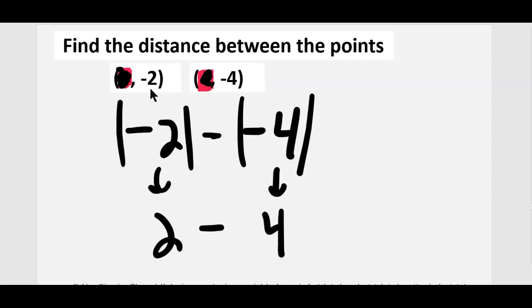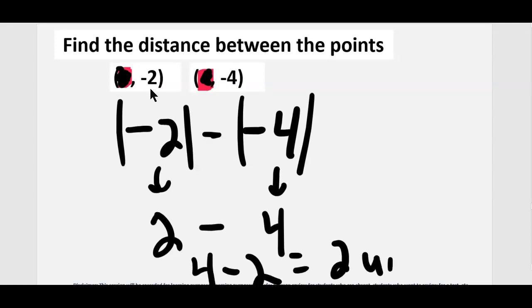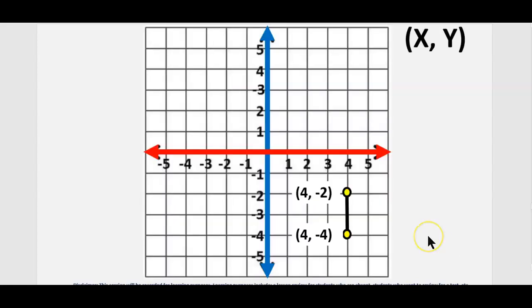Uh-oh, I can't do 2 minus 4. So that's an easy fix: reverse the order. 4 minus 2 is 2 units. See what that looks like on a graph?